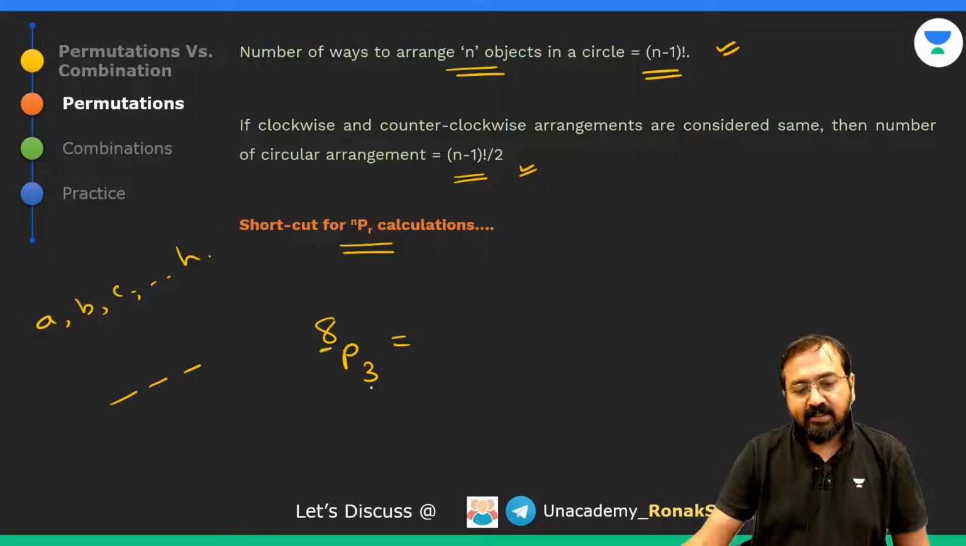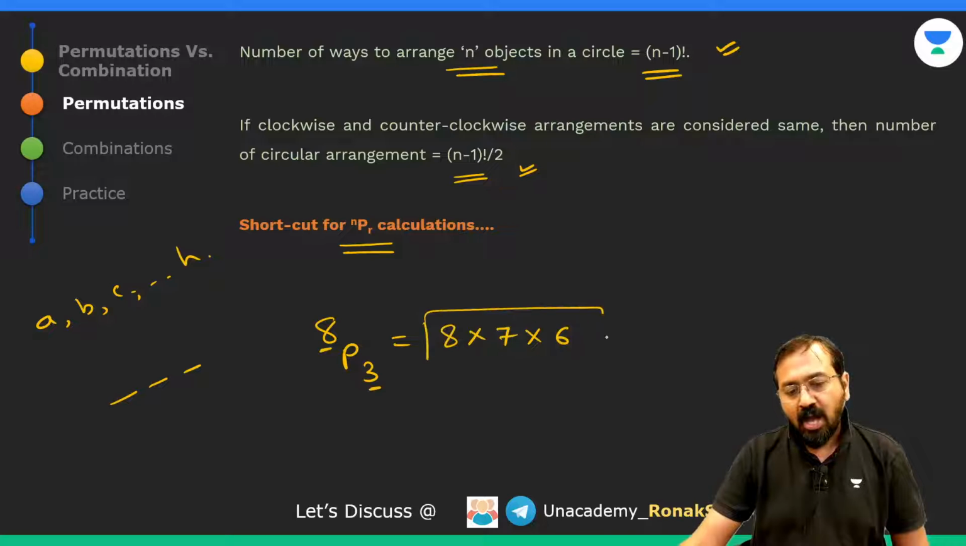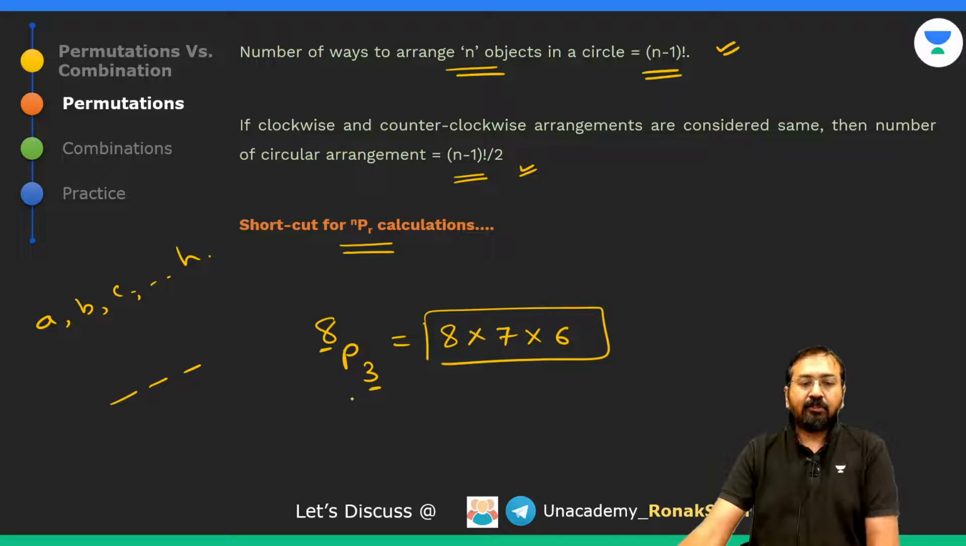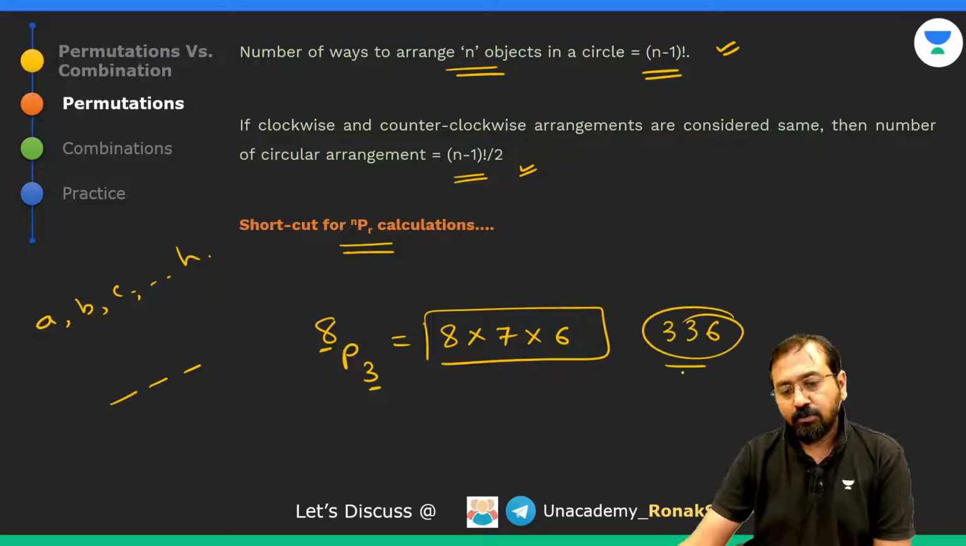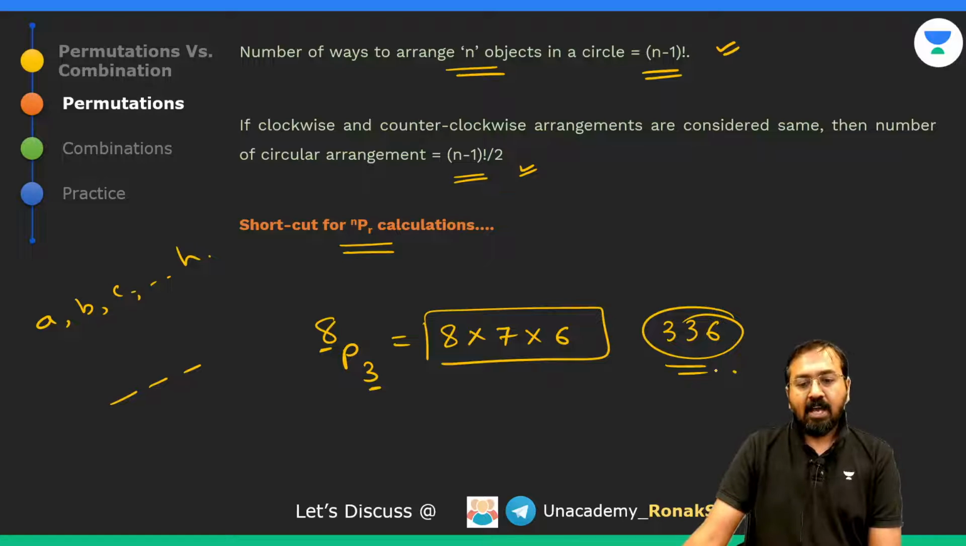Just write this 8, 3 steps backward. 8 into 7 into 6, this will be your answer. This is the value of 8P3. So 8 sevens are 56, 56 sixes are 336. So this is how you can do it, as simple as that. Are you all clear with this?